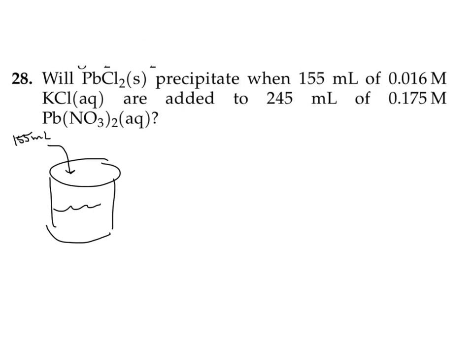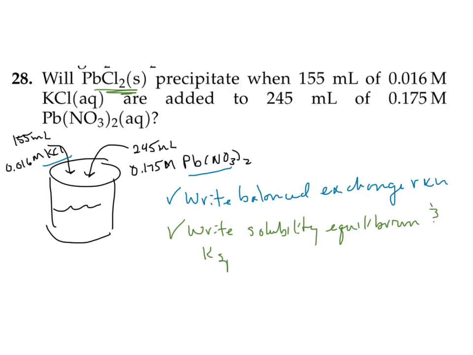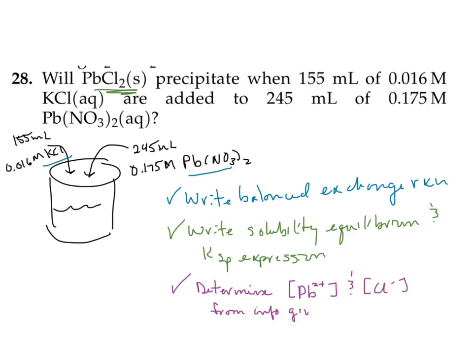Okay, so for this one, I drew the picture first. Notice that you have a certain volume and molarity of potassium chloride, and a certain volume and molarity of lead-2 nitrate. Go ahead and write the exchange reaction. Which one will precipitate would be the product, the lead-2 chloride. Write the solubility equilibrium for that and the KSP expression for that. The purple says use your chemistry skills to come up with the lead-2 molar concentration and the chloride ion concentration. Plug them into QSP and compare them with KSP. So again, you're going to have to look that up.